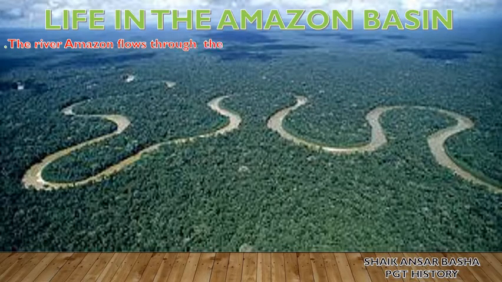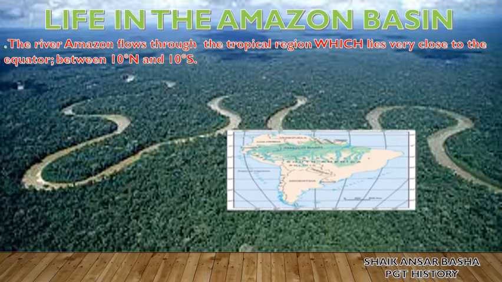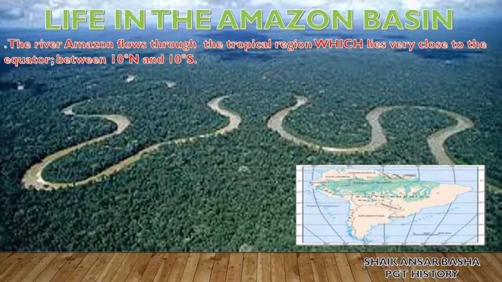The river Amazon flows through the tropical region, which lies very close to the equator, between 10 degree north and 10 degree south. This is the location: 0 degree is the equator, with 10 degree north and 10 degree south. So it is referred to as the equatorial region. All the countries lying between 10 degree north and 10 degree south of the globe are called the equatorial region.